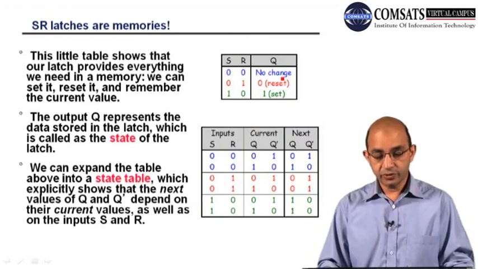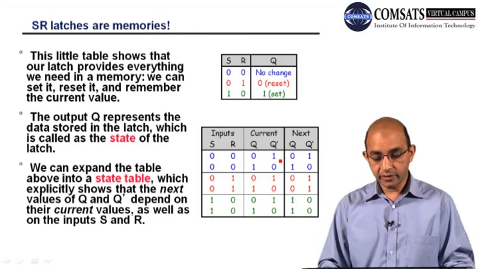Here 0, 0 means no change, we have seen that. 0, 1 gives Q 0, reset, and 1, 0 gives set, we have set the latch, right? And here we have the characteristic table. So this is the function table and this is the characteristic table. Here we have inputs, current state, and the next state.